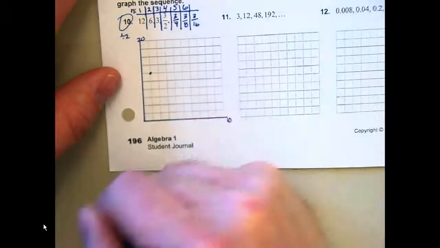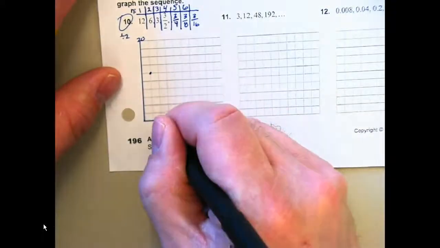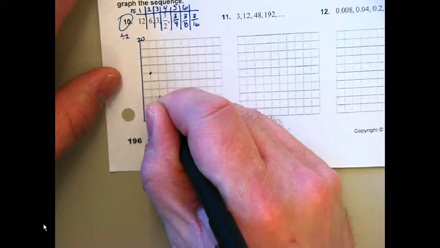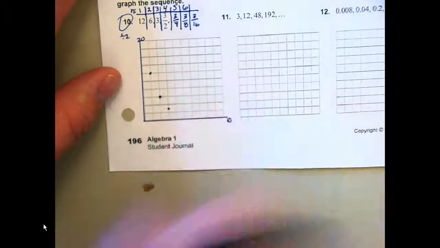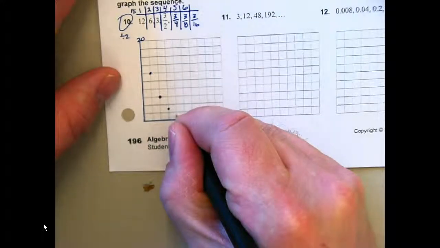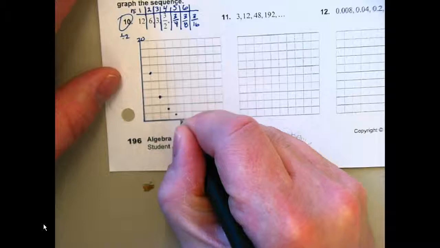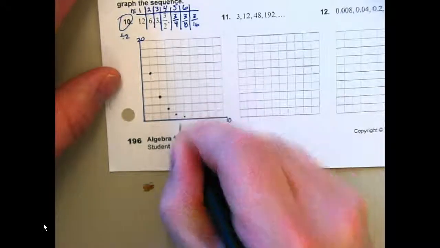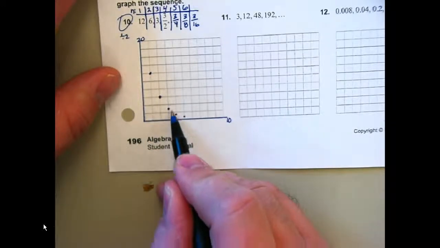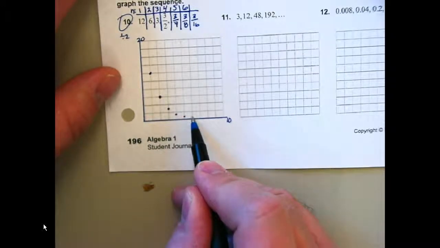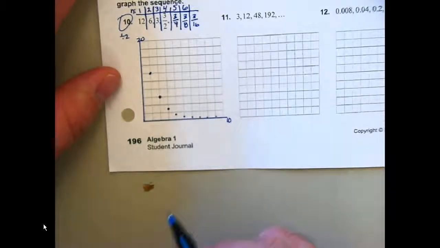All right. We've got 2 and 6. 3 and 3. 4 and 1.5. That's 2. There's 1.5. Okay, and we just kind of keep cutting that. See this distance between these 2 points? This distance is half of that. That one's half of that. That one's half of that. The points kind of get closer and closer together. Do they ever hit the bottom line? No. All right.